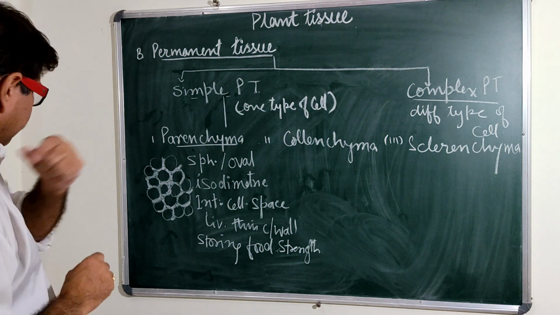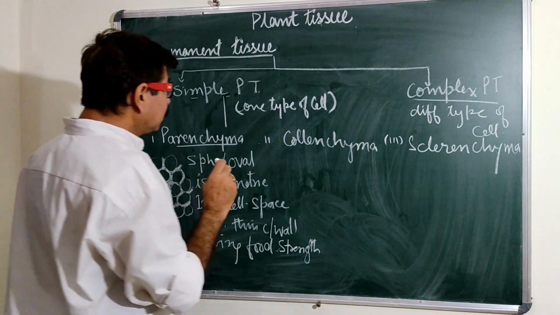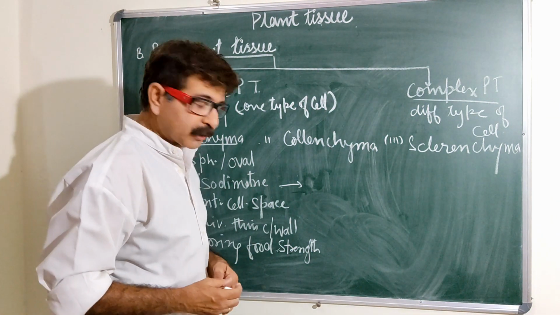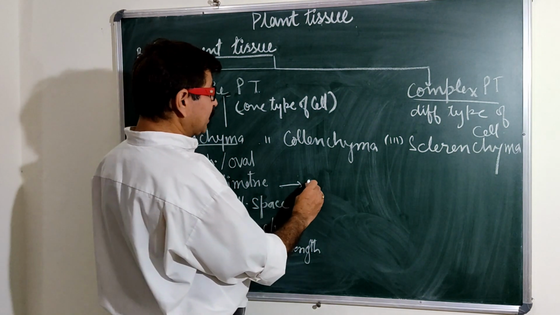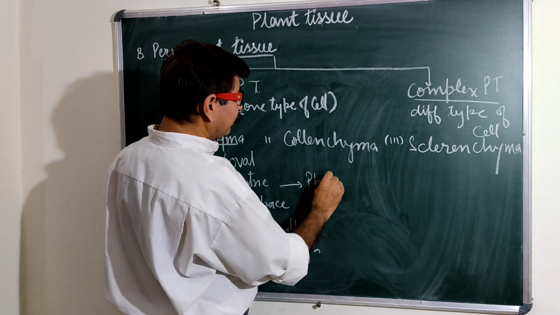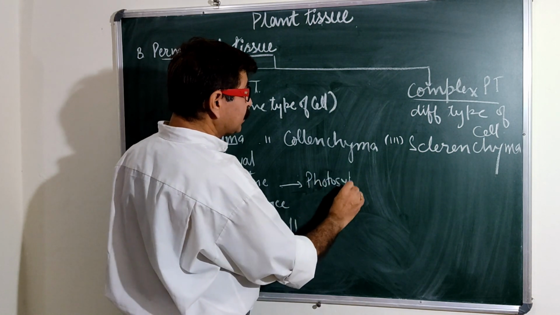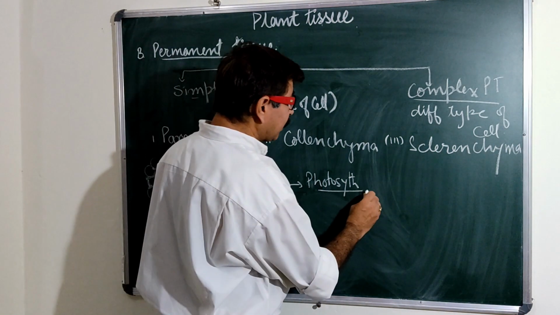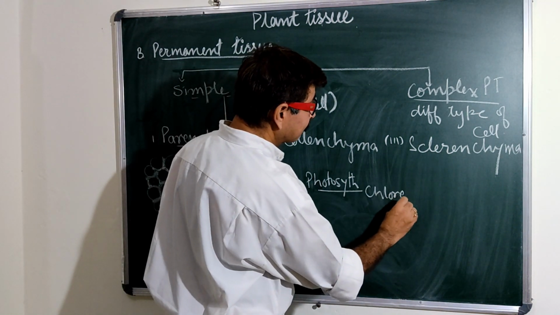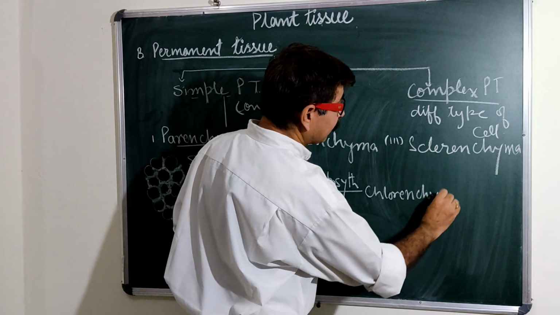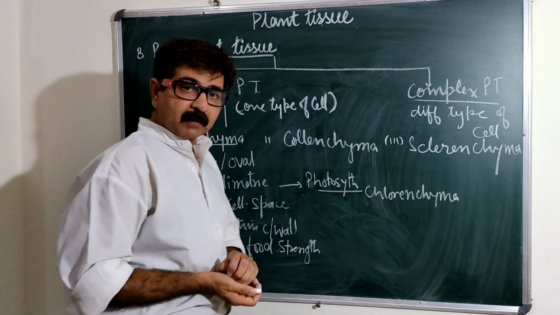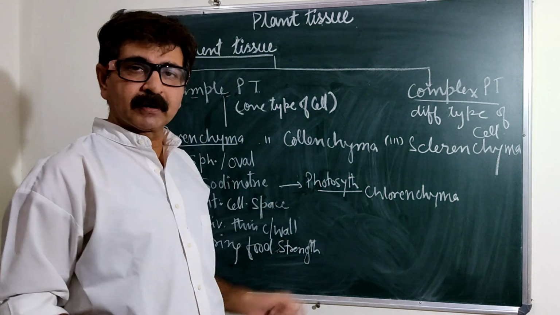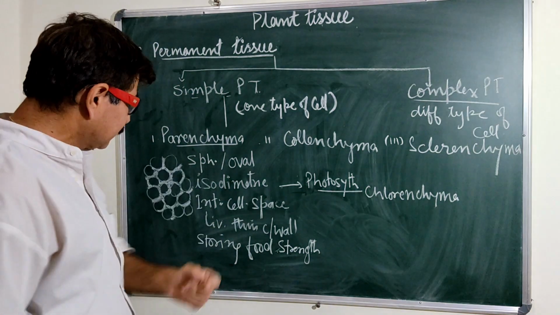One more thing is that sometimes these cells, this tissue, help in photosynthesis. When they help in photosynthesis, that means they contain the pigment chlorophyll, then they are known as chlorenchyma. What is chlorenchyma? When the parenchymatous cells contain the pigment chlorophyll or are doing the process of photosynthesis.